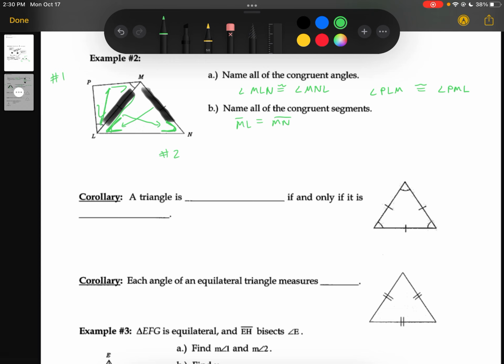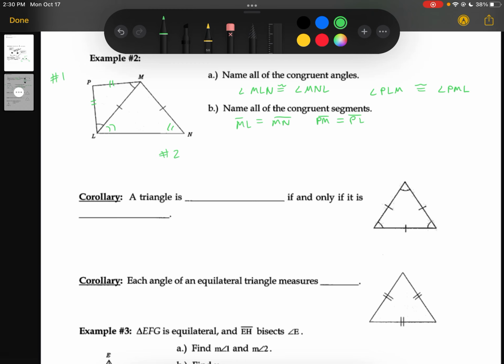But we can also say that because these two angles here are congruent, this side and this side are also congruent. So cleaning all of this up here, we have some additional measures. We can also say that PM and PL are congruent.